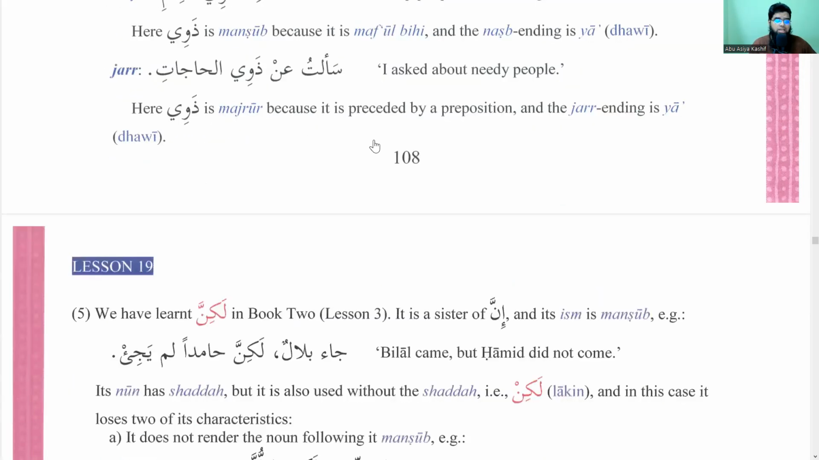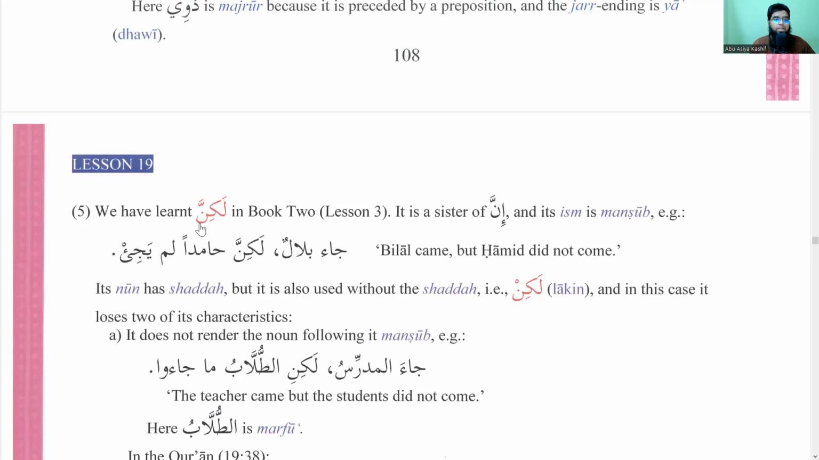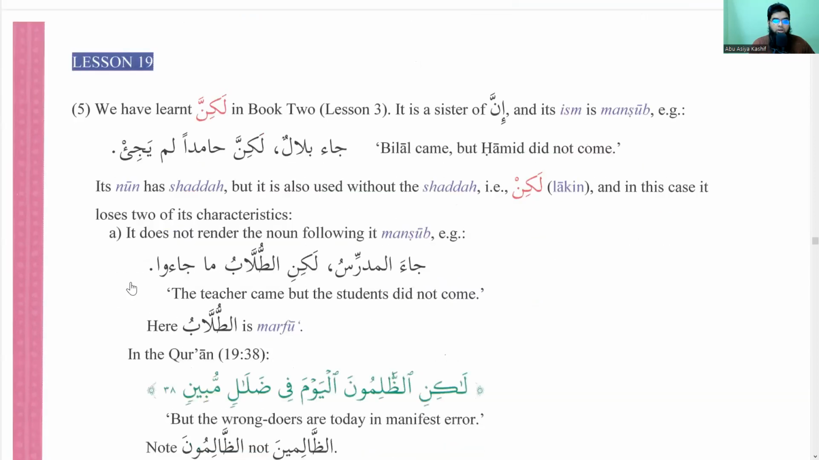Then fifth point, we learn lakinna. It is a sister of inna. We already learned, right? In book 2, lesson 3 itself. It's ismun mansub. Ja'a Bilalun lakinna hamidan lam yaji'. Bilal came, but Hamid did not come. Correct? We learned this in book 2. It's known as a shadda. But we can use a lighter form also. We can just use lakin.